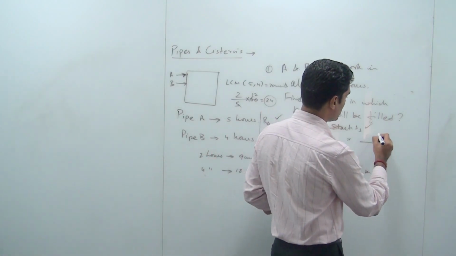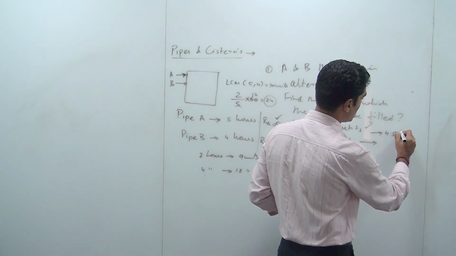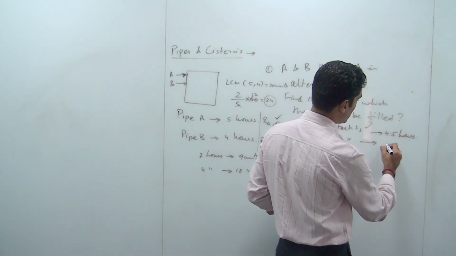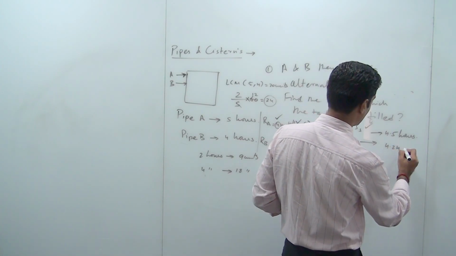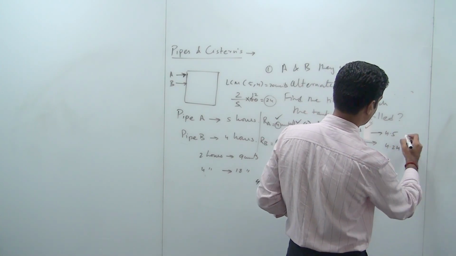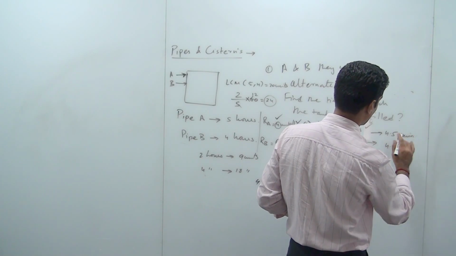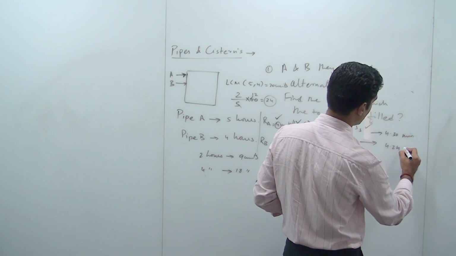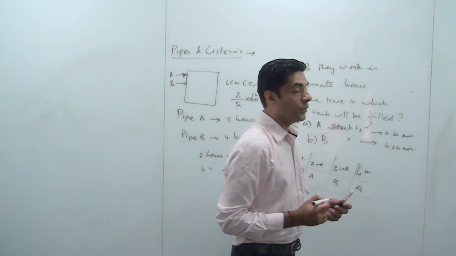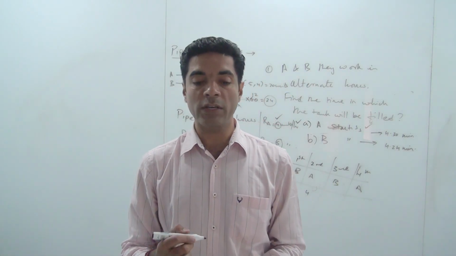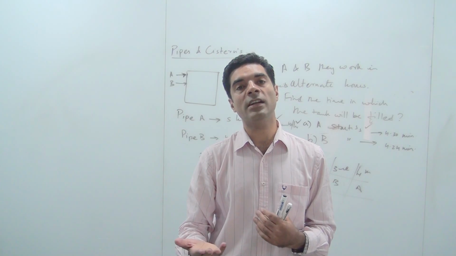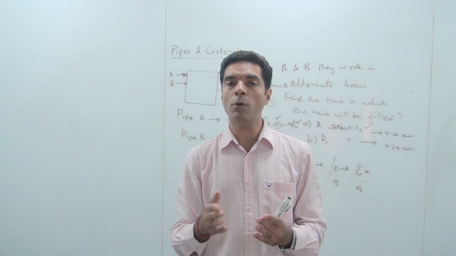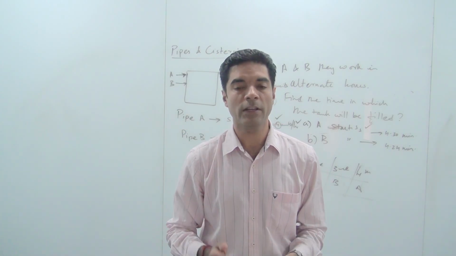So here the answer is 4.5 hours when A starts, and in this case it is 4 hours 24 minutes. I can also write this as 4 hours 30 minutes and 4 hours 24 minutes. So you'll have to read the question very carefully, whether in case of alternate filling, A is starting or B is starting. If you don't do it that way, probably you'll end up getting the wrong answer. Thank you.